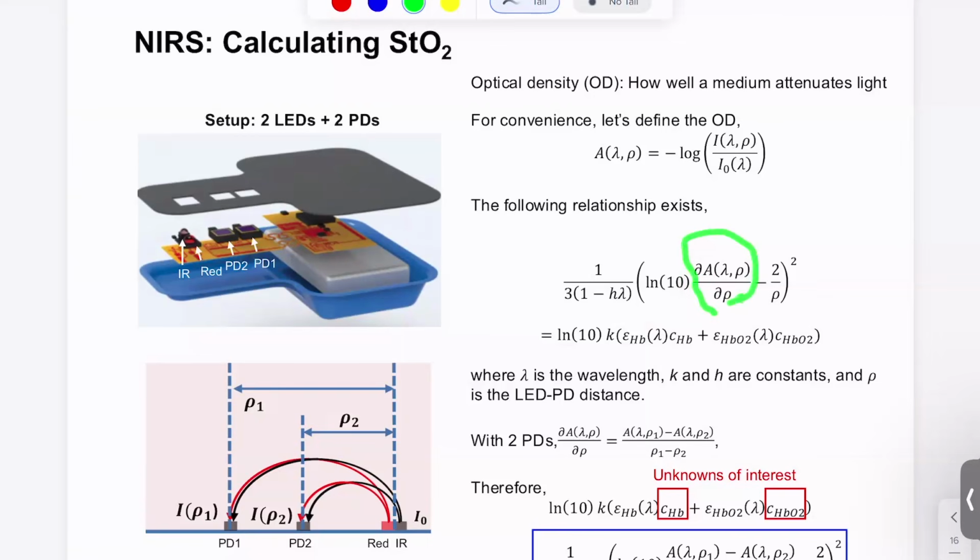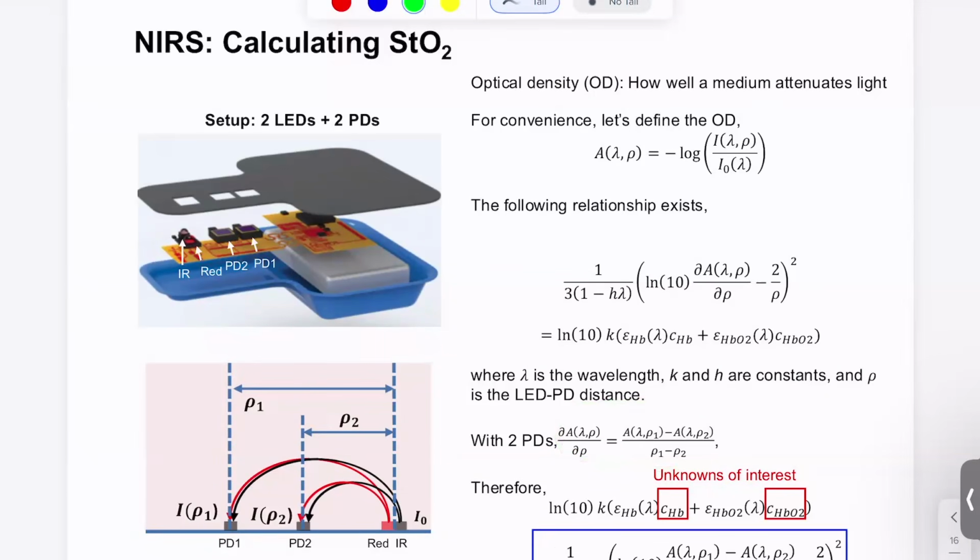Engineers like to do approximations. So the way we do it is to have two photodiodes, and we measure optical density at two different locations. So the derivative can be approximated as optical density at location 1 minus optical density at location 2, divided by the difference of the two distances, rho 1 minus rho 2. This is how engineers approximate derivatives. Are we comfortable with this? Using two PDs to get the derivative.